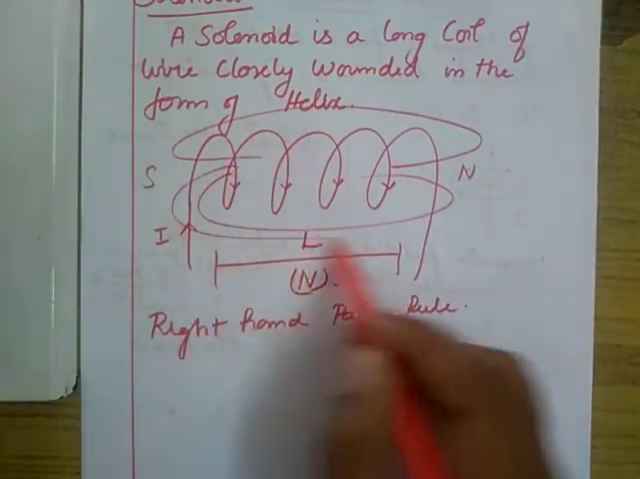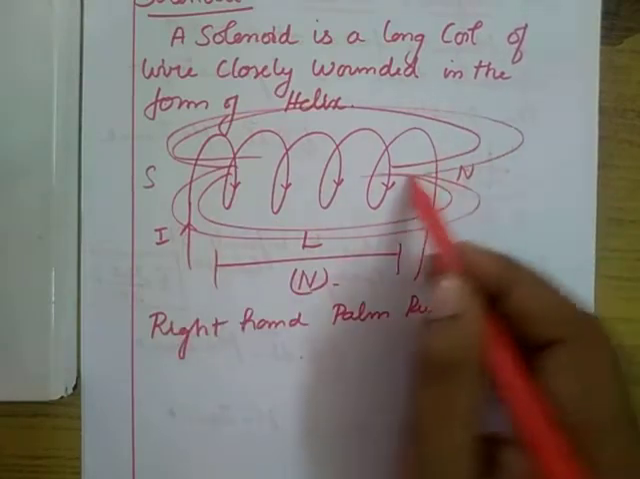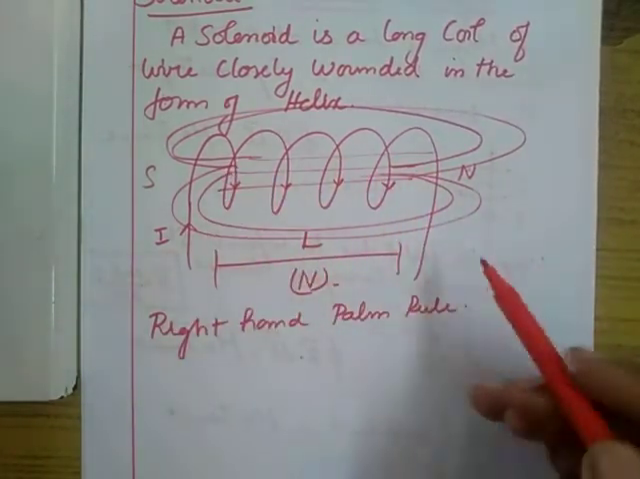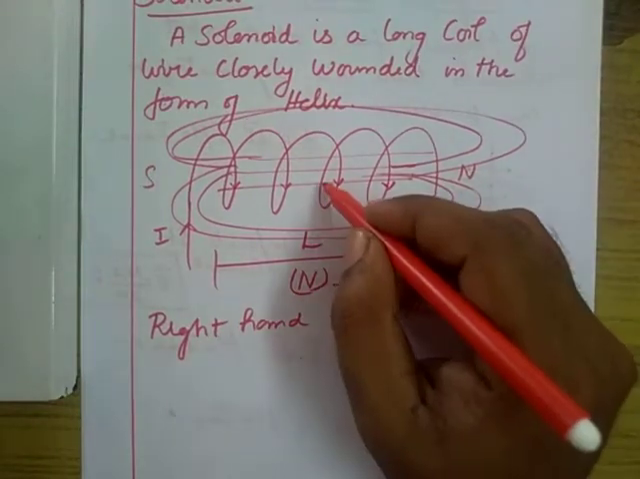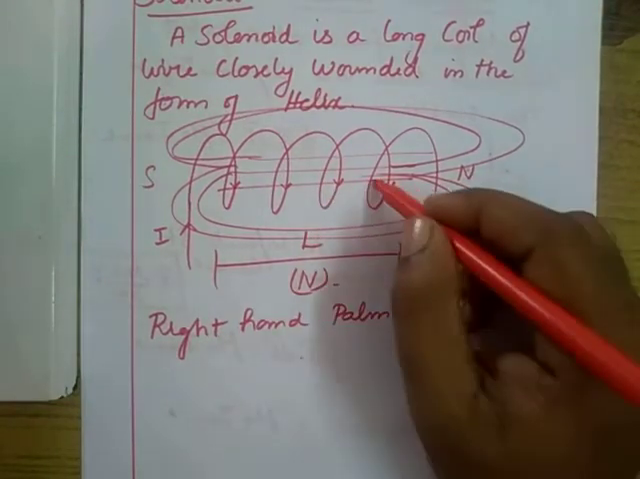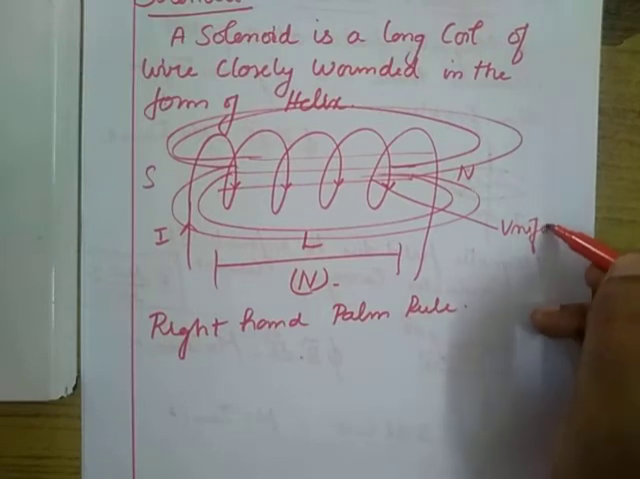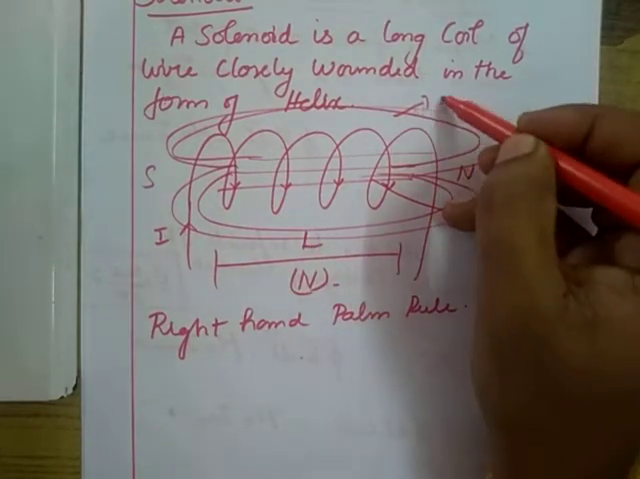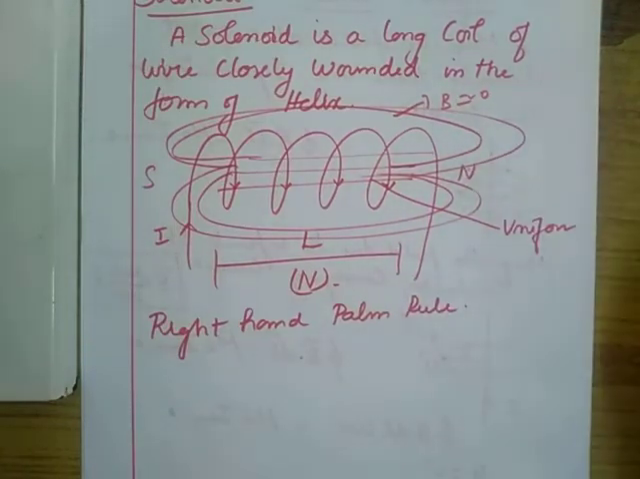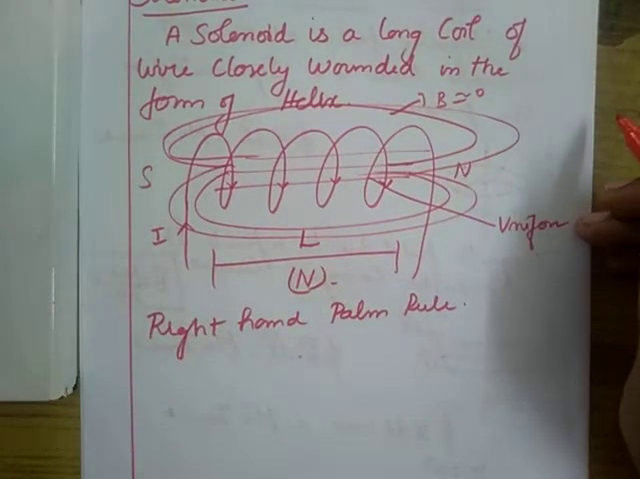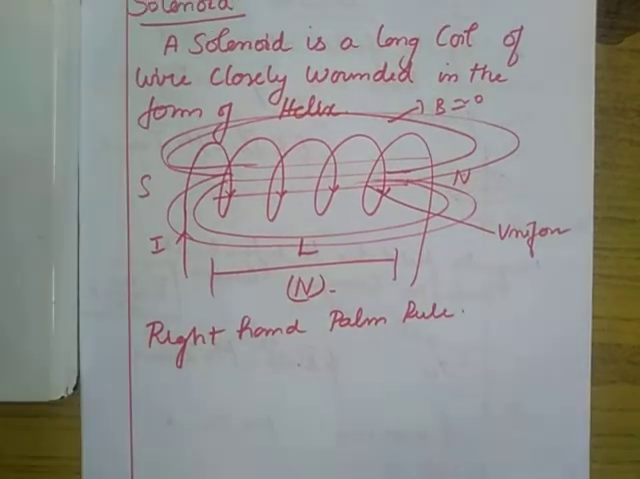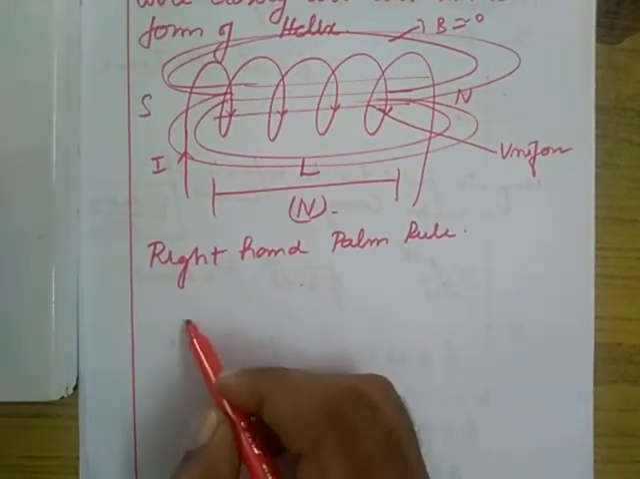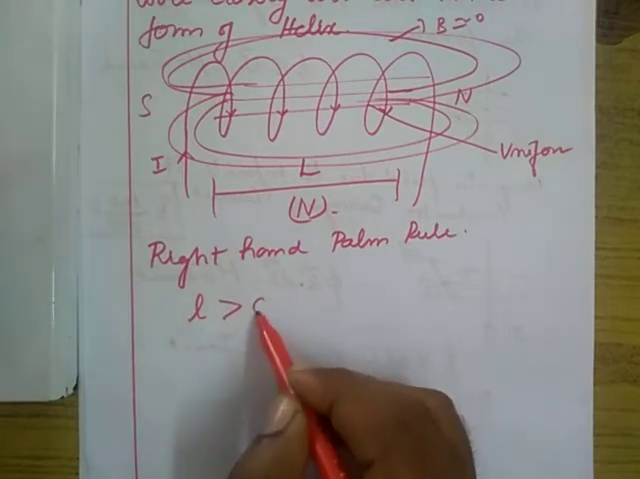So we can consider a solenoid as a bar magnet. The magnetic field inside the solenoid is uniform and parallel to the axis of the solenoid, but the magnetic field outside the solenoid is approximately equal to 0, that is negligibly small. A solenoid is always assumed to be long. The length of the solenoid is always greater than the diameter of the solenoid.